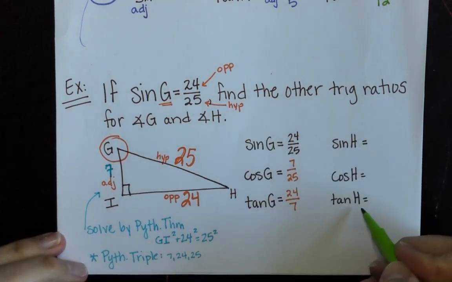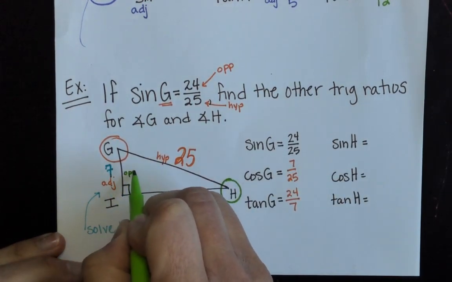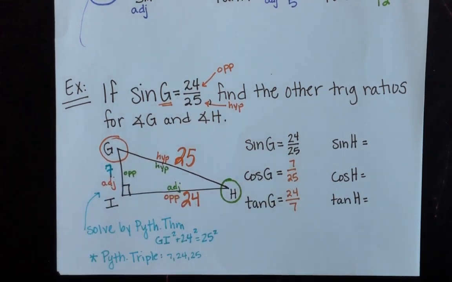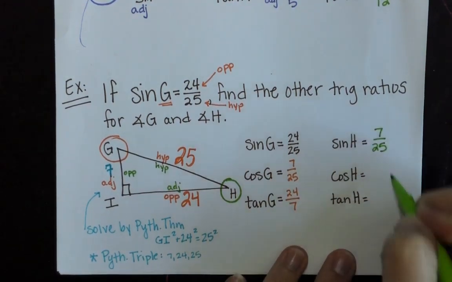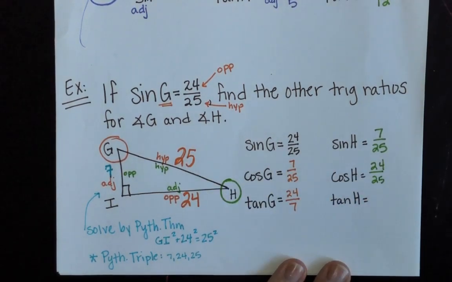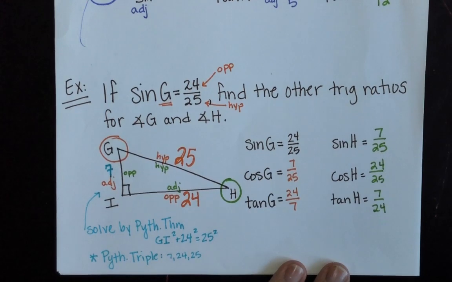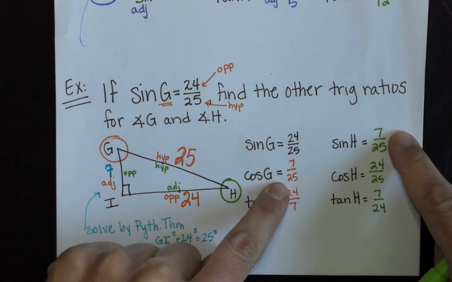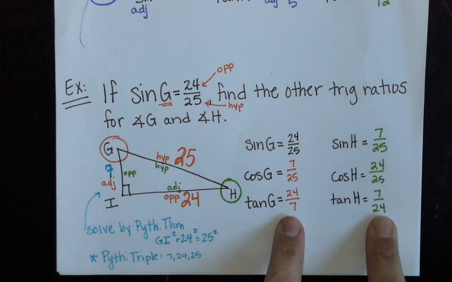To do H, we've already filled in. So here's now our opposite. Here's our adjacent, and again, the hypotenuse will never change. So sine H is 7 over 25. Cosine H is 24 over 25. And tangent H is 7 over 24. And again, the pattern holds where you should see those switch, so that the lengths of the sides don't move around our triangle, and those two should flip.